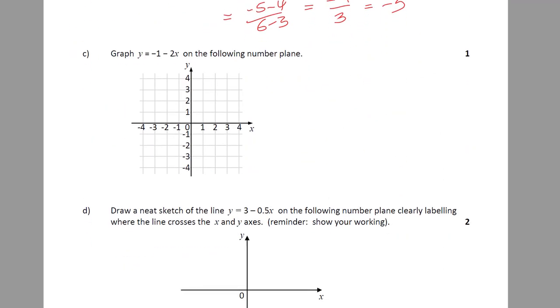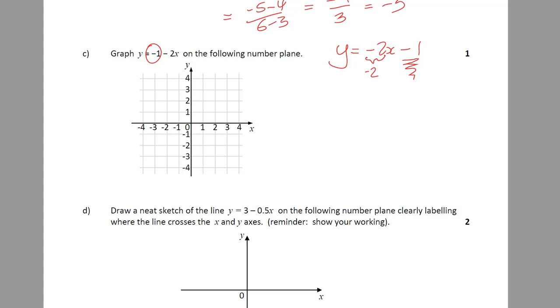Graph that on the following number plane. Okay, well, I can see the y-intercept staring at me. It's not always on the left. This question could have said y equals minus 2x minus 1. The y-intercept would still be the minus 1. The y-intercept, or the a value, sits by itself. The gradient here is minus 2.